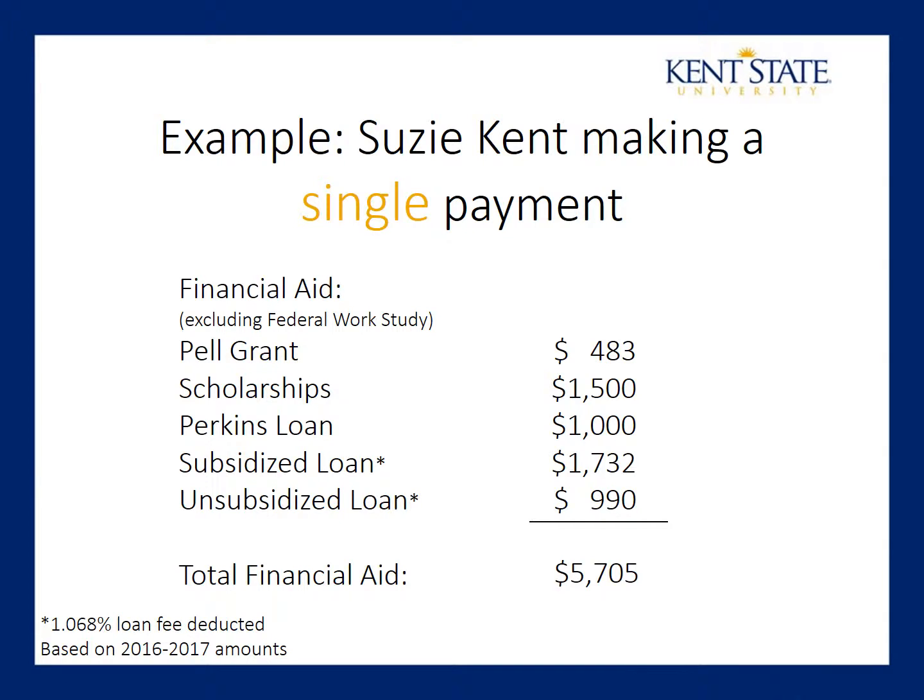Keep in mind that we do not automatically deduct federal work-study from your bill. Students eligible for federal work-study funds must find and secure a work-study eligible job, and wages are paid from their federal work-study award. The paycheck goes directly to the student, so the student can decide whether to put that check in the bank or use the check for their books or personal expenses. So we can see here that Suzie Kent has a total of $5,705 for each semester in available financial aid.